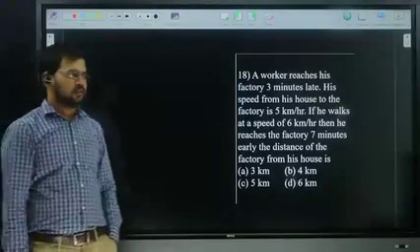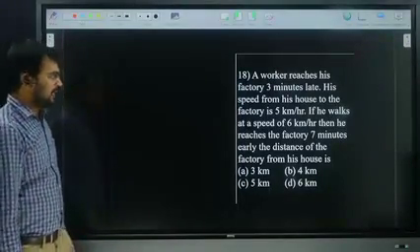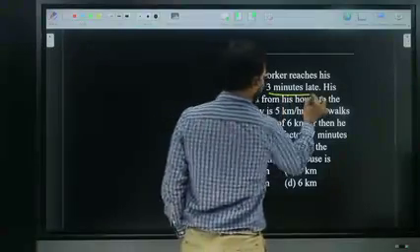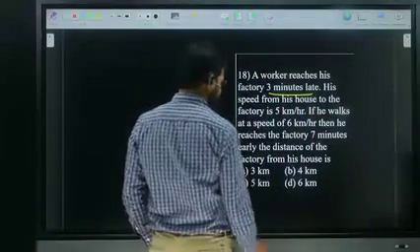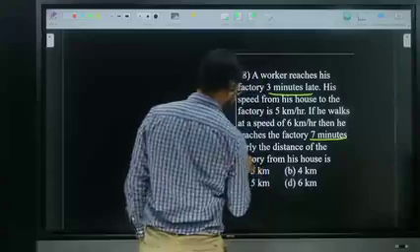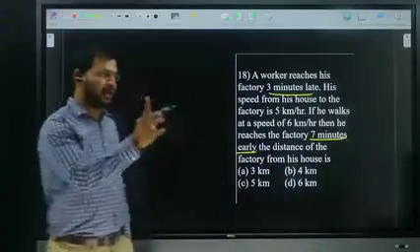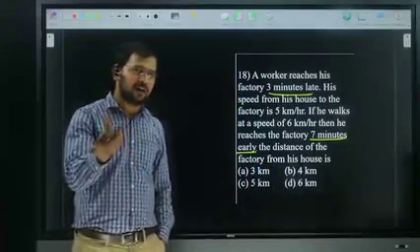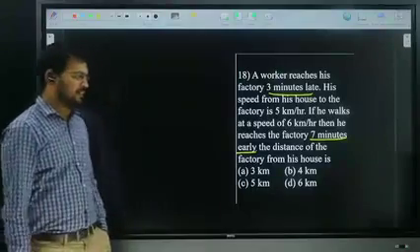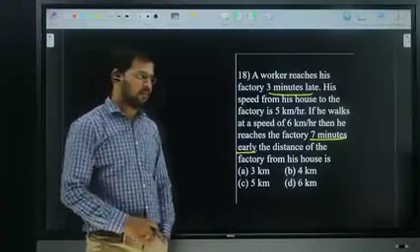Fast. Similar model. Here they have given 3 minutes late to 7 minutes early. Late to early case. This is what, Amma? Late to early. Just try to solve it yourself, all of you.